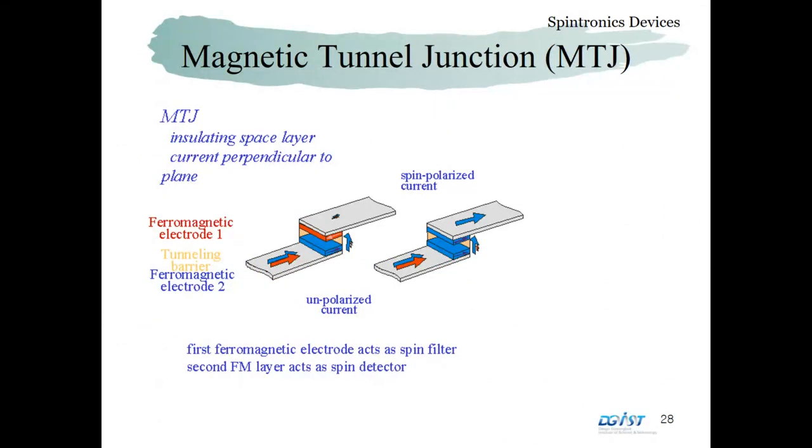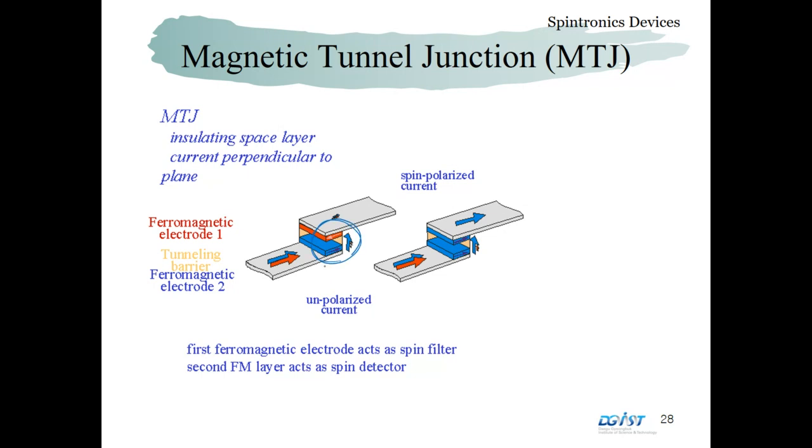So with this discovery of the TMR, people immediately imagined a new kind of recording device called magnetoresistive random access memory. So here is the basic principle.